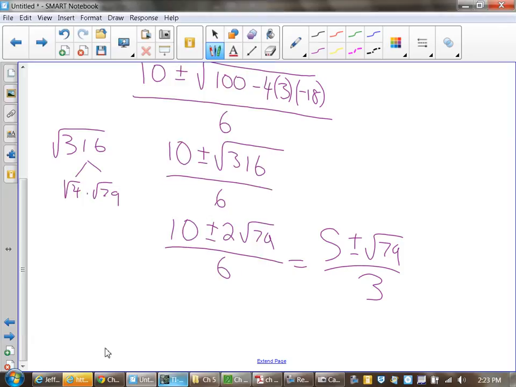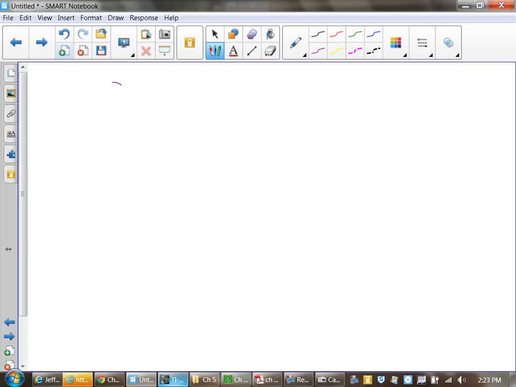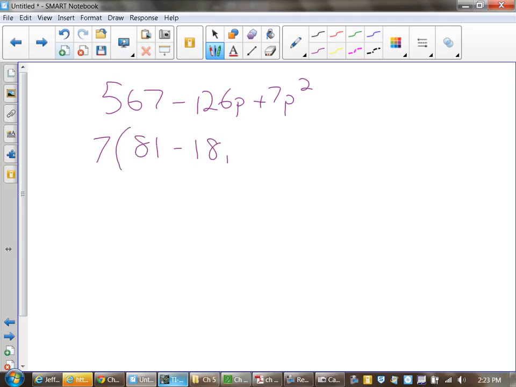20 is written backwards from what you're normally used to seeing, but the first rule of factoring never changes. What's the first rule of factoring? Find the GCF. In this case, all 3 of these terms are divisible by 7. You get 7 times 81 minus 18p plus p squared.